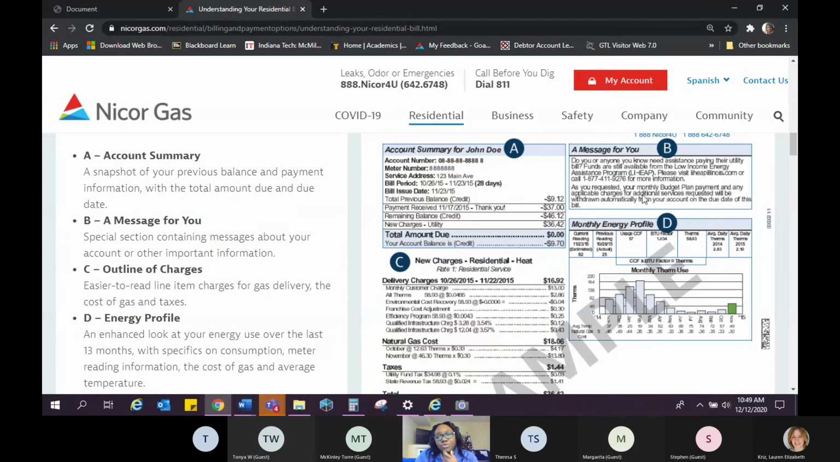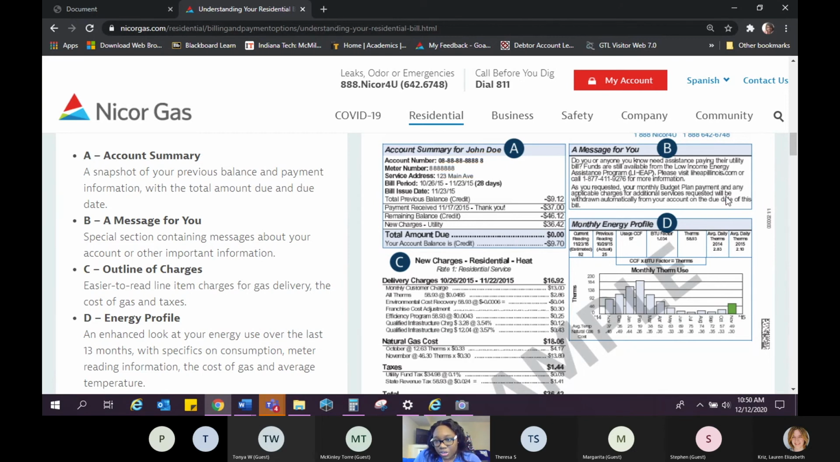Now, B, over to the right side, is a message for you. This section can be a ton of different messages. So it is really important that you do read it because sometimes it is pertaining to your account specifically. For example, this one is talking about energy assistance. It's asking if you know anyone that needs help paying their utility bill. If so, funds are available with our low income energy assistance program, which is LIHEAP. And we also give a contact number there.